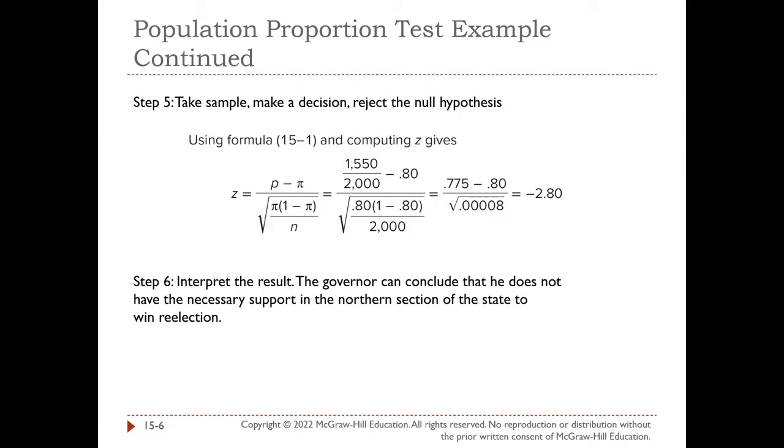So, interpret the results. The governor can conclude that he does not have the necessary support in the northern section of the state to win re-election. So he probably needs to run more advertising, and see what's going on up in the northern part of the state that he needs to win.